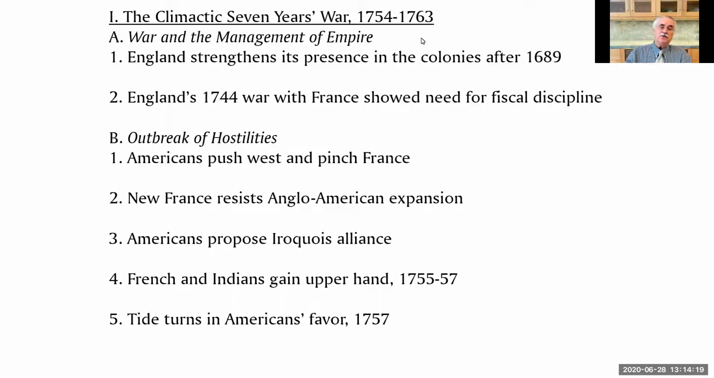During these years, as we said, sometimes called a period of salutary neglect, England did not exert a lot of control over its colonies, but it slowly began to, first in ways that were small and then in ways that were bigger.